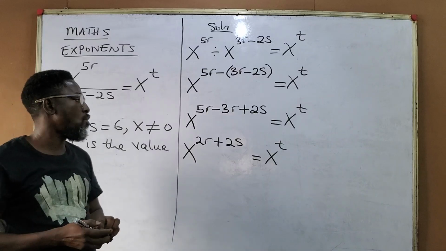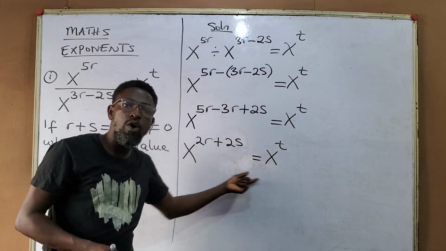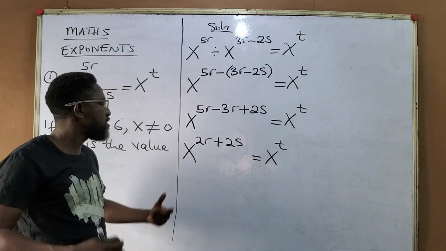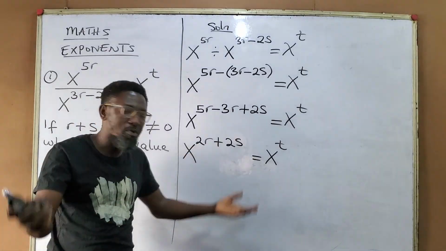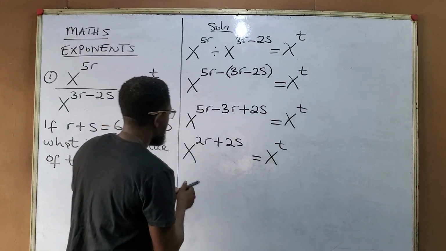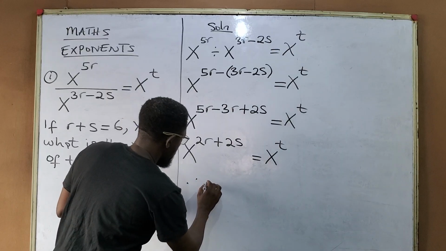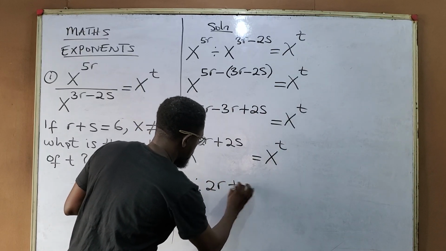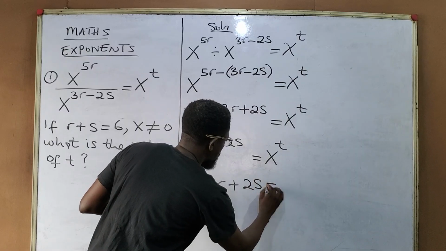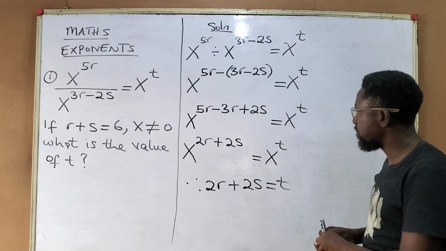So again, based on what we did in our previous lecture, I said if the bases are equal on both sides, what it means is that the powers are equal. As simple as that. So we get, since the bases are equal now, 2r plus 2s equals t. The answer is almost coming out now.